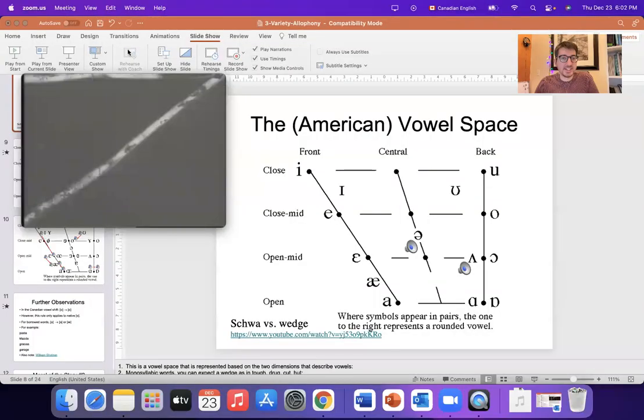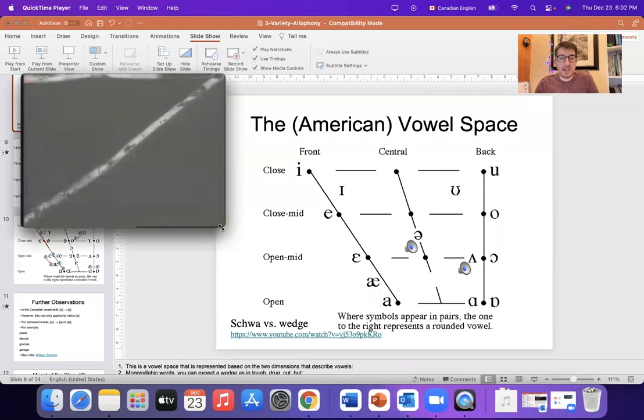For some reason, Zoom blocked and froze. So I'm going to continue where I left off.